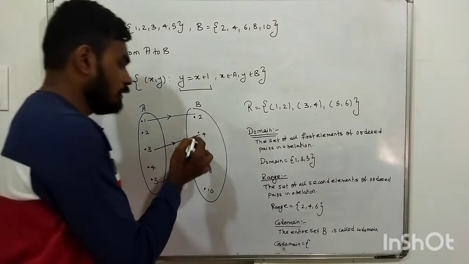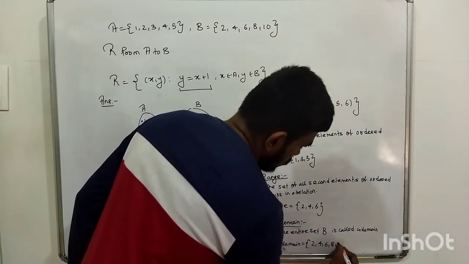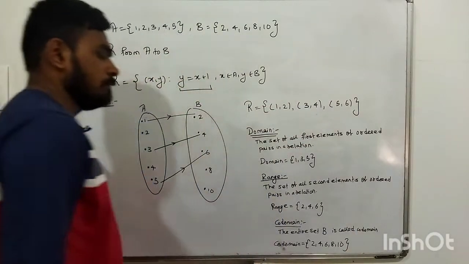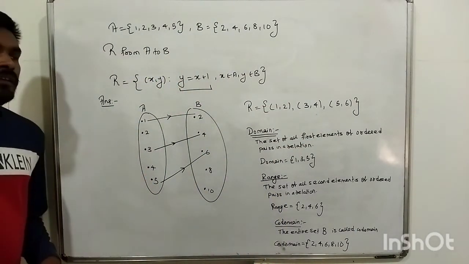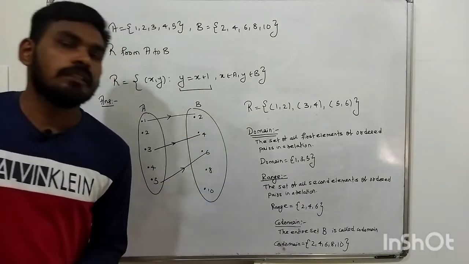Two, 4, 6, 8, 10. So the entire set 2, 4, 6, 8, 10, or you can say set B only, is the codomain. Okay. So these things also you have to remember: domain, range, and codomain.